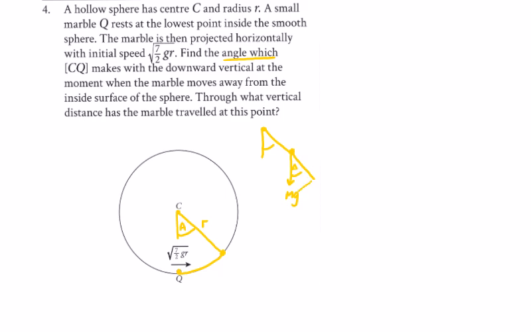So where mg is the diagonal, this will be mg cos A, and R will be here. So we're going to have R minus mg cos A is equal to mv squared over R. For my forces, my energy wise, we have mgh. Mgh starts at the lowest point, plus a half m by the velocity squared, which is just going to be 7gR over 2.